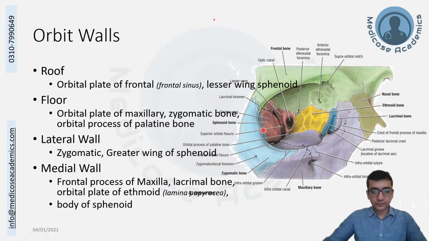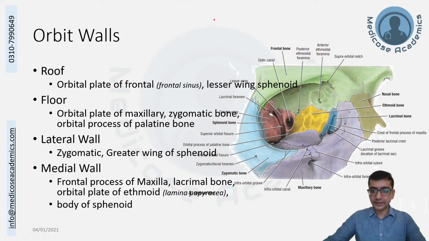Then there is the lateral wall. From front to back, it consists of the zygomatic bone, shown in the blue here, and then the greater wing of sphenoid. This lateral wall is separated from the roof by this fissure, the superior orbital fissure, and it is separated from the floor by this fissure known as the inferior orbital fissure. So it is separated from the two by the superior and inferior orbital fissures, and it is made up of two bones, front to back, zygomatic and greater wing of sphenoid.